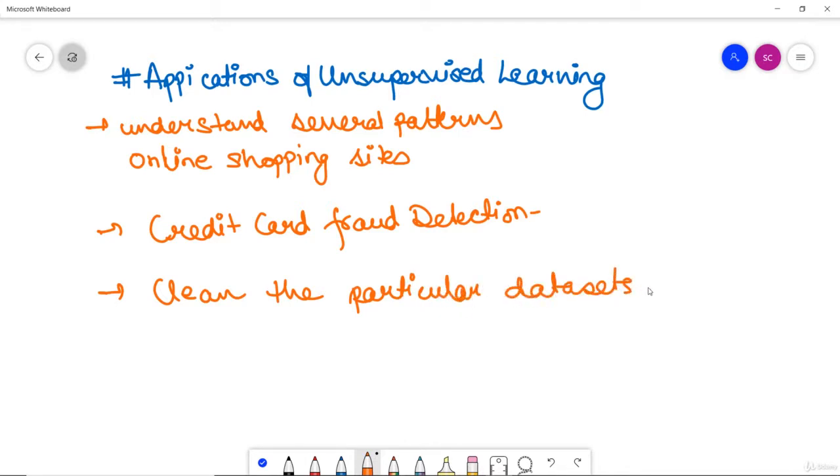So these are the several applications of unsupervised machine learning, and we will be discussing the algorithms which we have studied in depth, and we will be doing several examples. Next, we will discuss the advantages and disadvantages of unsupervised machine learning in our upcoming video.